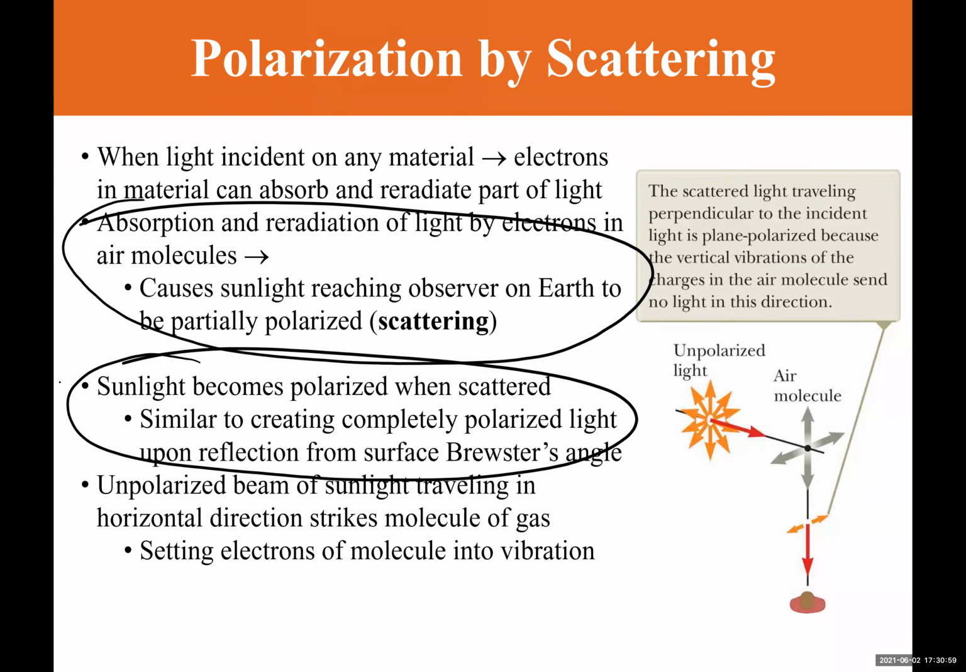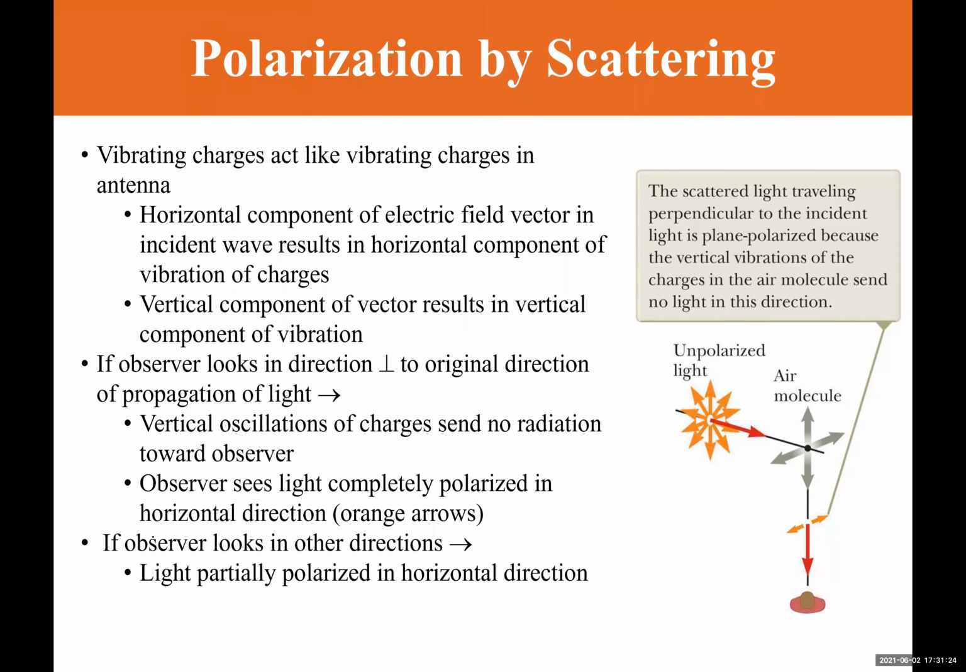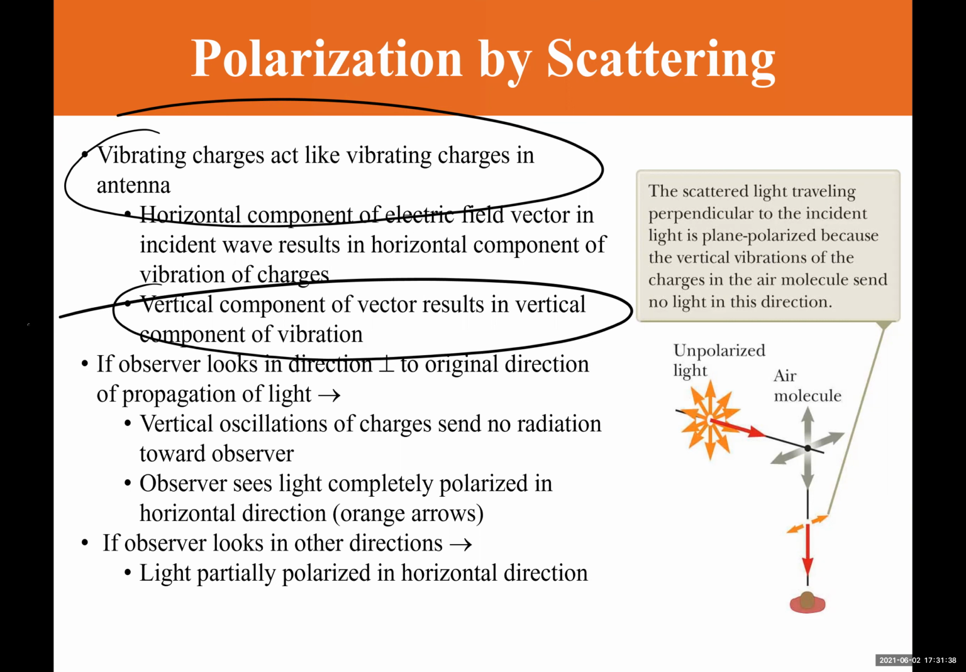So similar to creating completely polarized light upon reflection from a surface at Brewster's angle. Now the unpolarized beam of sunlight traveling in horizontal directions sets the electrons of the molecules of gas into vibration. You can think of two types of vibration, the horizontal and vertical vibration for the air molecules. Now, vibrating charges act like vibrating charges in an antenna. So the horizontal components of the electric field vector in the incident wave result in horizontal components of vibrating charges, and the vertical component results in the vertical component of vibration.